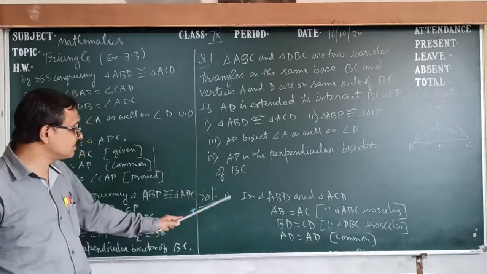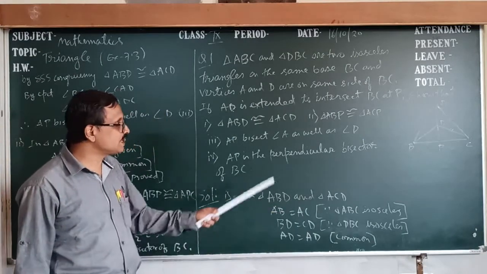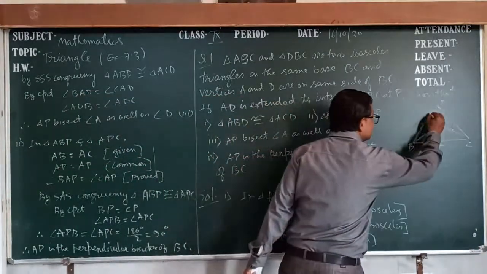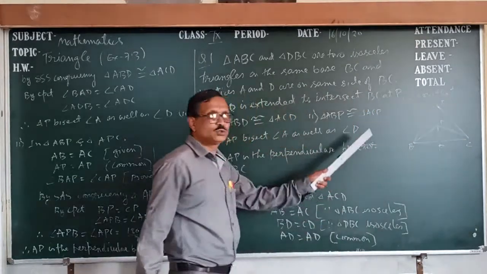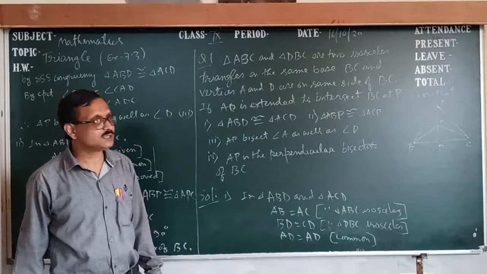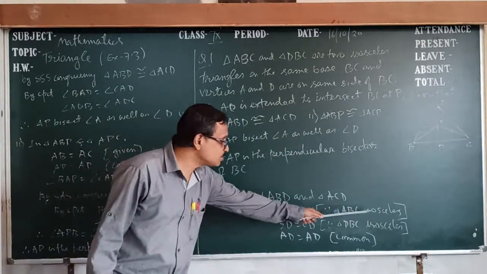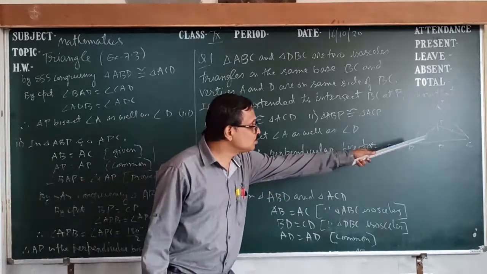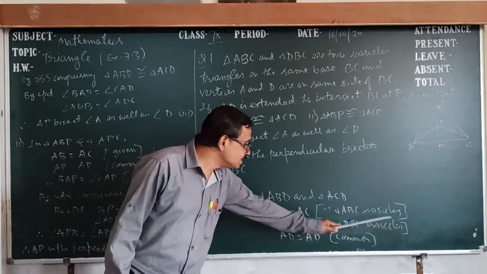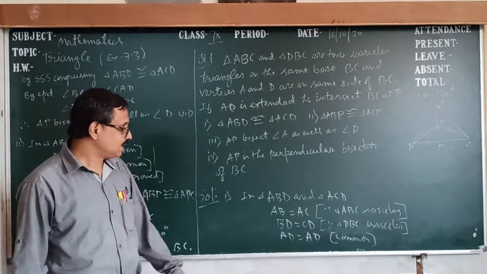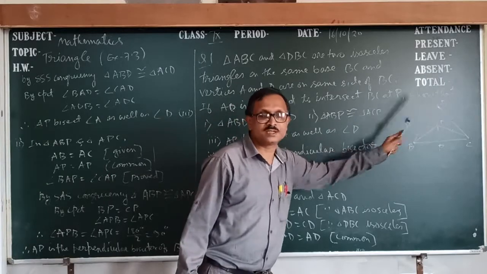Solution to the first question: in triangles ABD and ACD, what are the equal things? AB is equal to AC, this is given because ABC is an isosceles triangle. BD is equal to DC, that is also given because DBC is an isosceles triangle. And AD is equal to AD, common to both triangles.